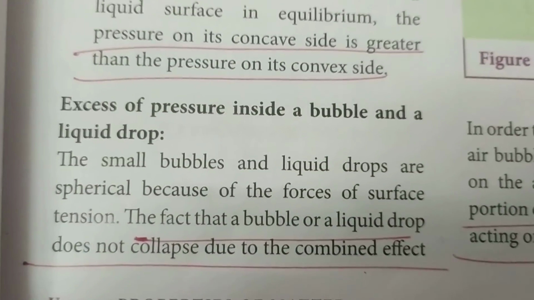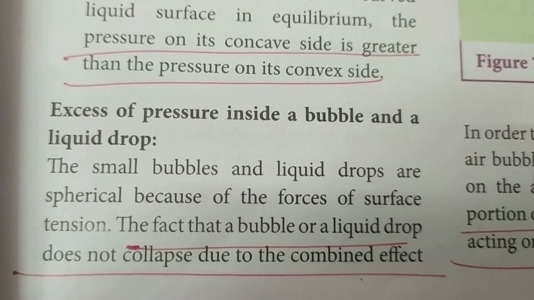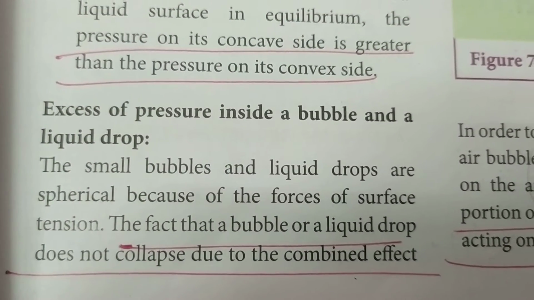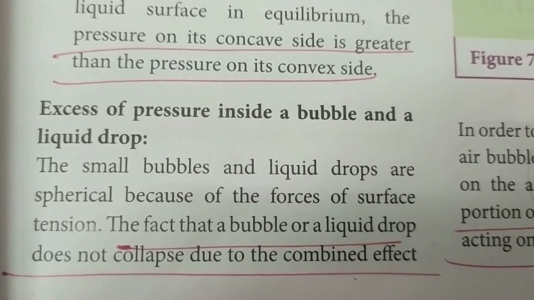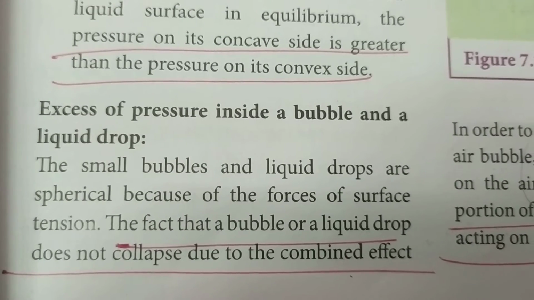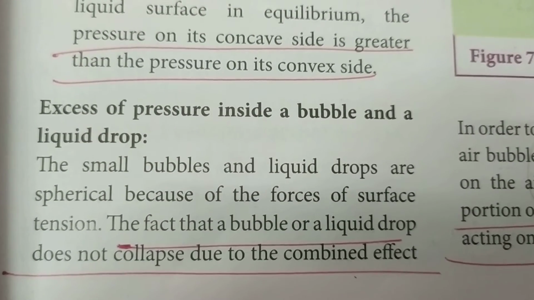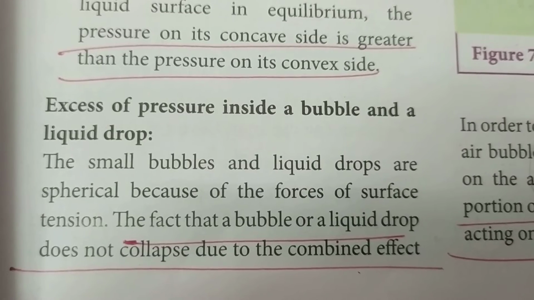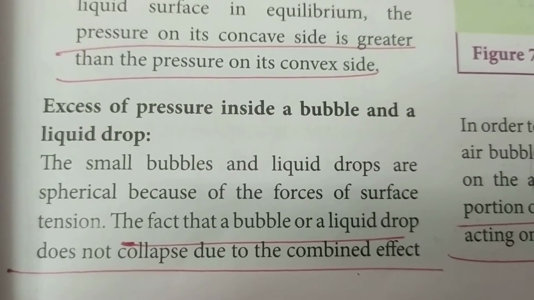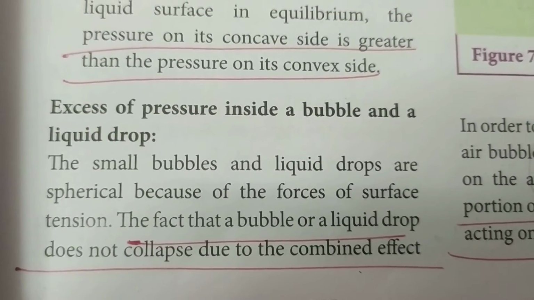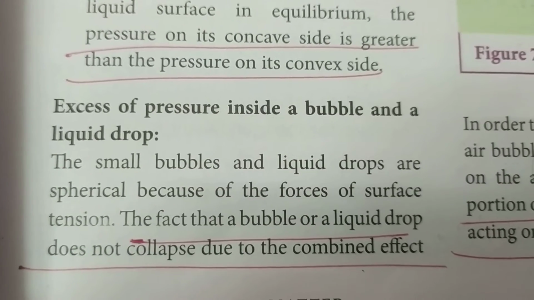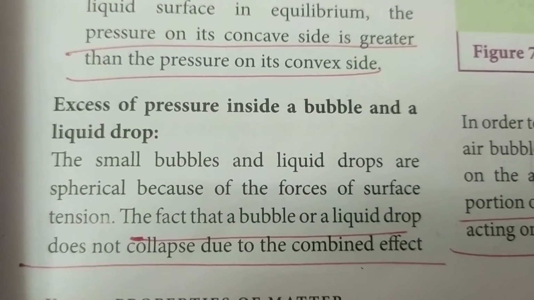And next we are going to see about the excess of pressure inside a bubble and a liquid drop. When you take the bubble, inside the bubble you have only air, whereas in the liquid drop you have the liquid inside the drop. That is the main difference: an air bubble consists of air inside the bubble, whereas in a liquid drop, the liquid is inside the drop.